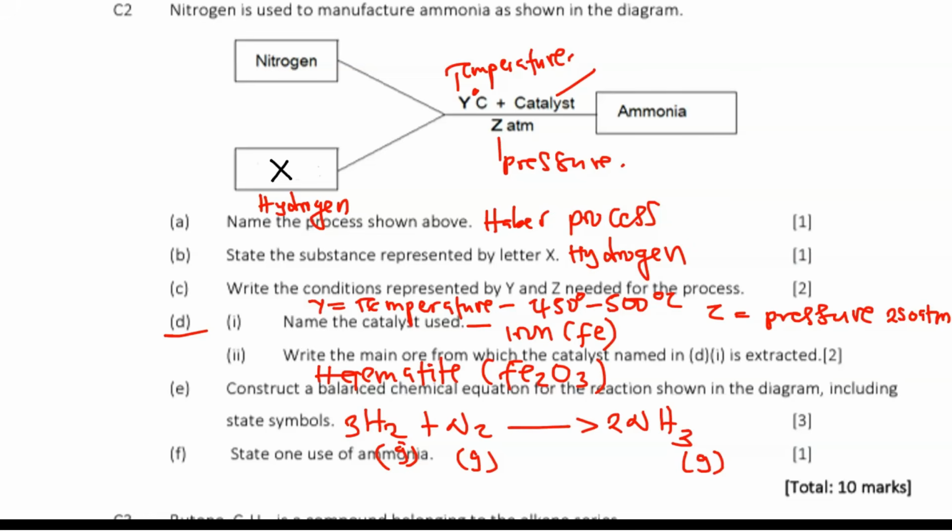State one use of ammonia. So we had looked at the uses of ammonia already. So used in what? Making of fertilizer. Also used in making what? Making of nitric acid. Also used in refrigerating. So basically, this is how we answer the question. This is where it ends.